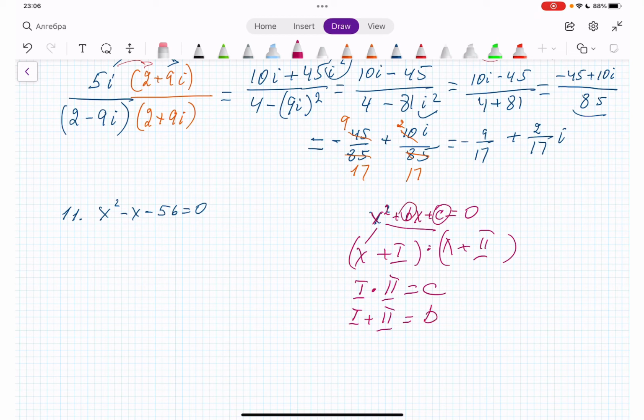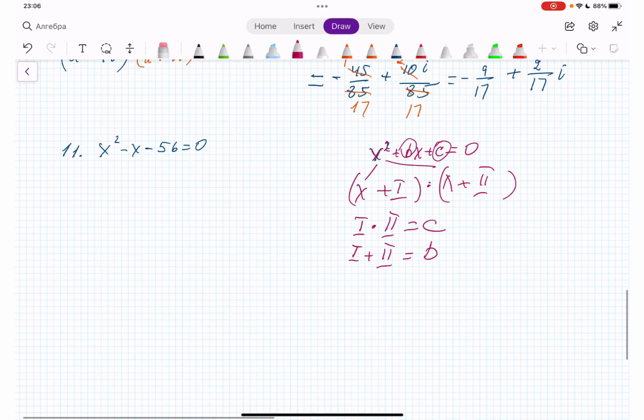Okay, so here we have x squared minus x minus 56. That means I'm going to have x in each parenthesis, right? Now, which two numbers multiply to get negative 56, and add to get negative 1, because negative x is negative 1x.